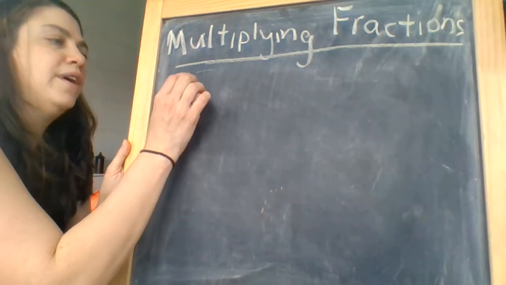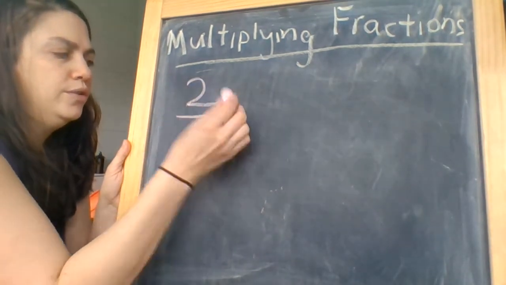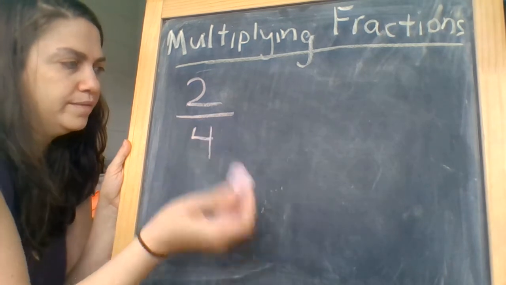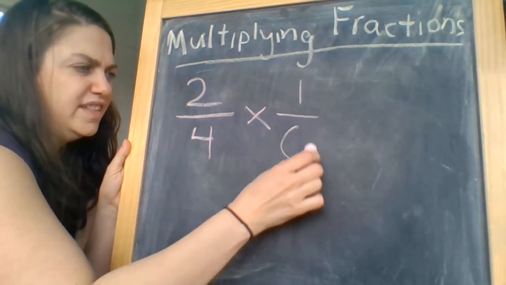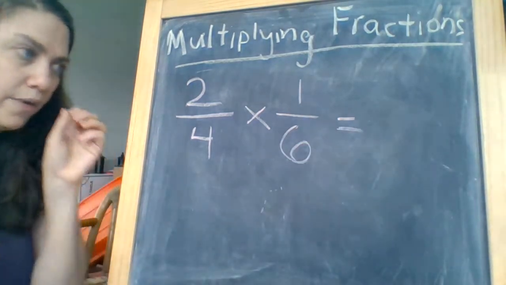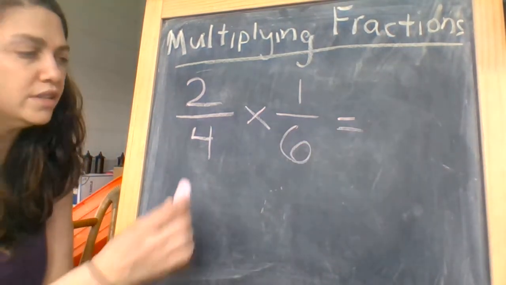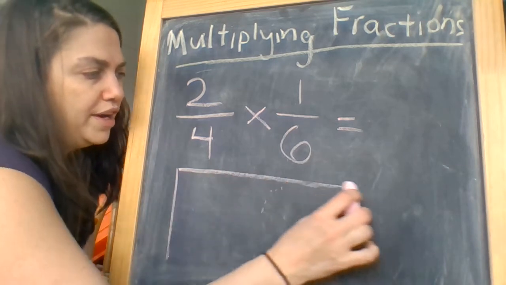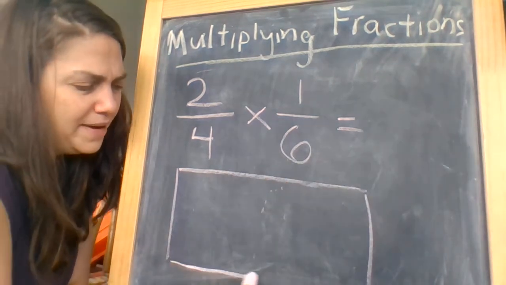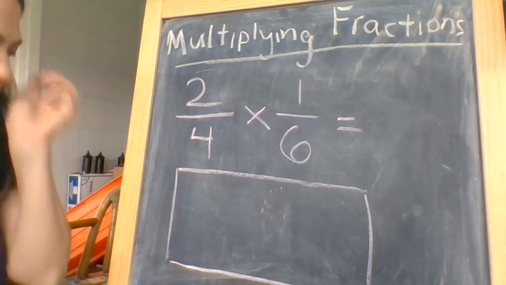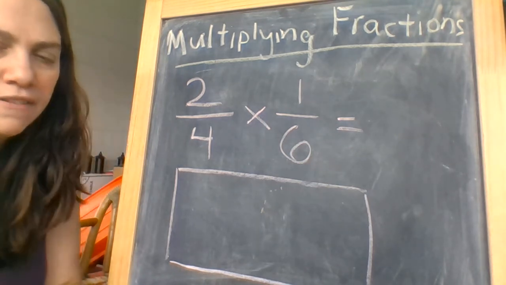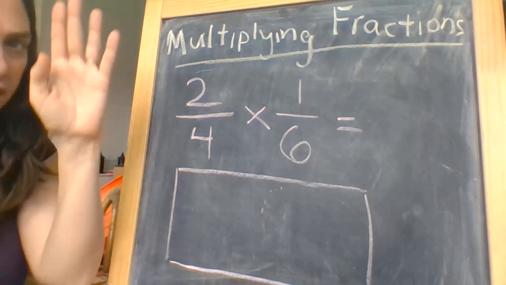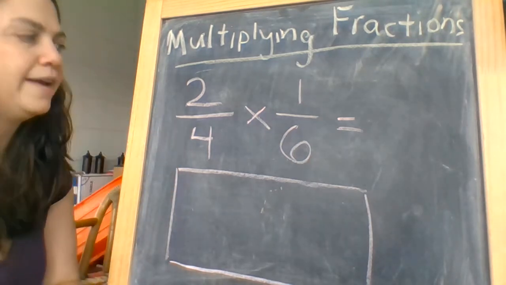Let's start with 2/4 times 1/6. Now, again, I'm going to draw both pictures. I'm going to start by making one fraction strip. I can think about it as like brownies. I have half of a pan of brownies, or 2/4 of a pan of brownies, and I want to give 1/6 of what I have to one person. So let's see what I got.